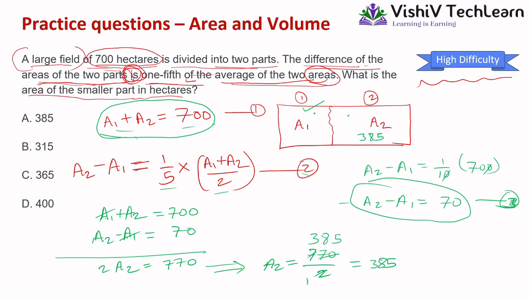Now since the total is 700, and out of which a2 is 385, the remaining will be 700 minus 385. Correct? So 700 minus 400 will be 300, and 300 plus 15, 315 should be the final answer. So the smaller area out of these two fields is 315, and 315 is option B. Option B is correct. Let's go to the next.